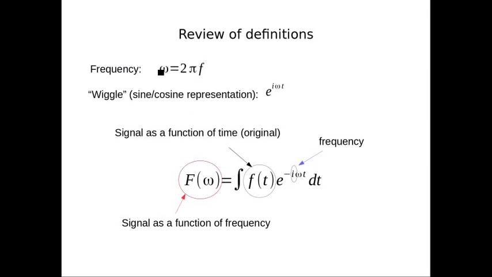So we have omega, the frequency, equals 2 pi f. This is sometimes called the angular frequency. We have e to the i omega t is a sinusoid with frequency omega. And then the Fourier transform, we start with the signal as a function of time, the original, and we transform it to the signal as a function of frequency, F of omega.